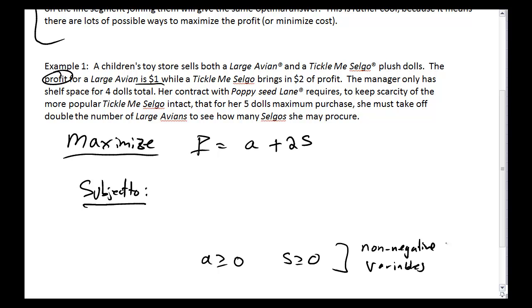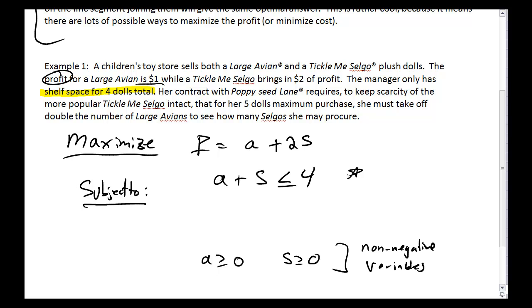Then we have some additional restrictions, and this is going to be where inequalities come into play. And so the first part of this chapter talks about graphing them, and that's what we're going to do in a second. But first I have to cook them up from the problem. So let's look. Only has shelf space for 4 dolls total. So however many avians I have plus however many Selgos has to be less than or equal to 4. I don't have to fill up my shelf all the way. Turns out in this one I will, but I don't have to. 4 dolls total. At most 4 dolls. So I do this less than or equal to. Convince yourself with this equation that it's legitimate.